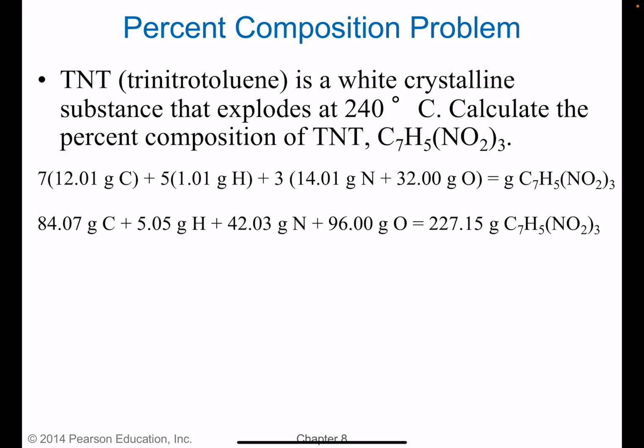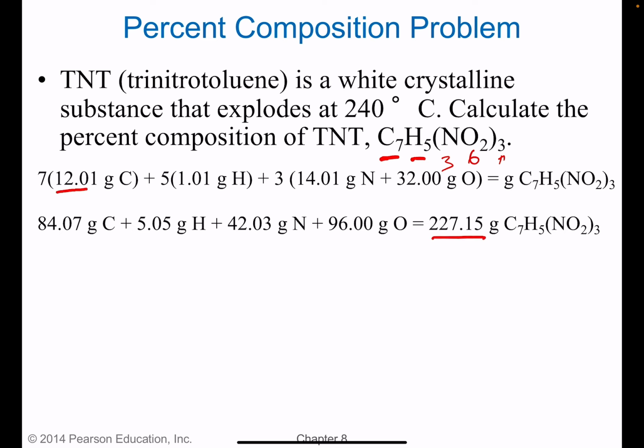So here's another example. TNT, trinitrotoluene, is a white crystalline substance that is pretty explosive. Calculate the percent composition of TNT. Now you'll have to pay attention to the formula. We've got 7 carbons, 5 hydrogens, and then this 3 out here is telling us we have 3 nitrogens and 6 oxygens total for every single molecule of TNT. Then they calculate the molar mass, we get 227, but let's take a look at how they did that.